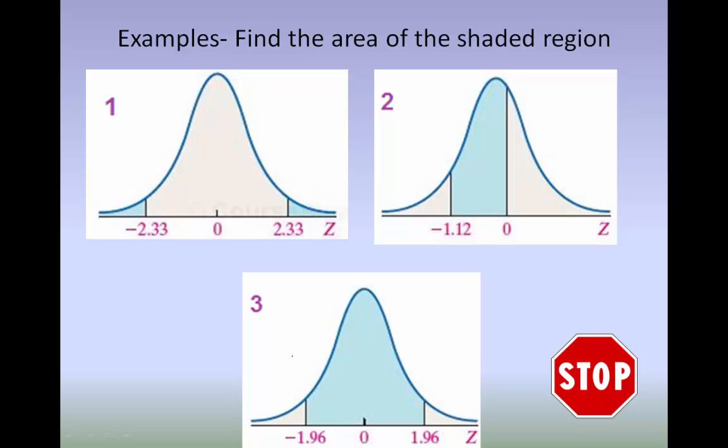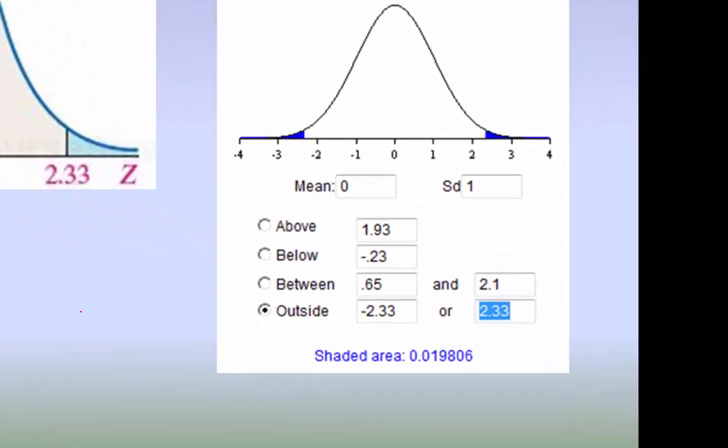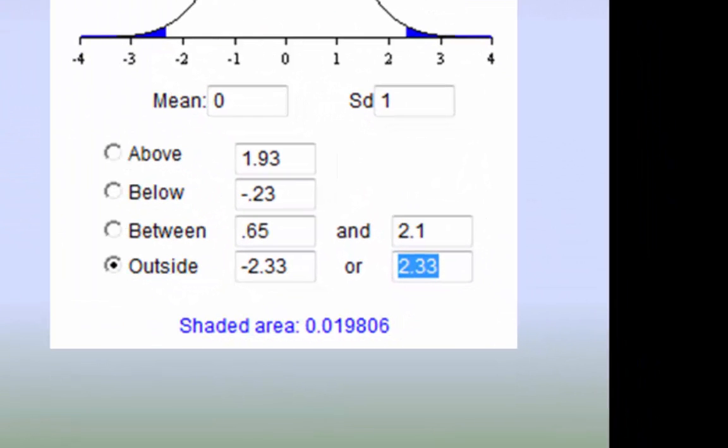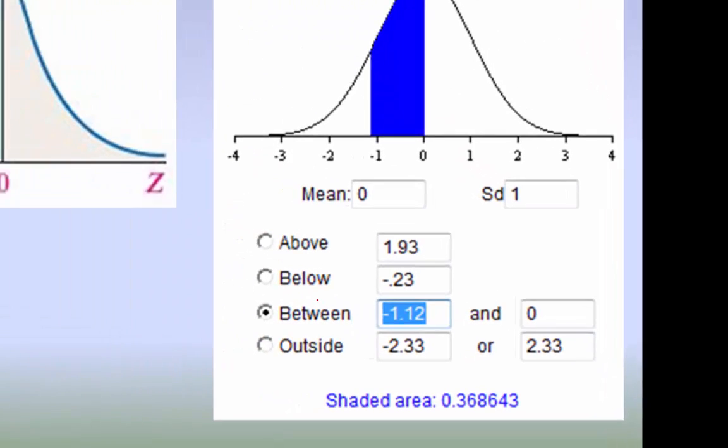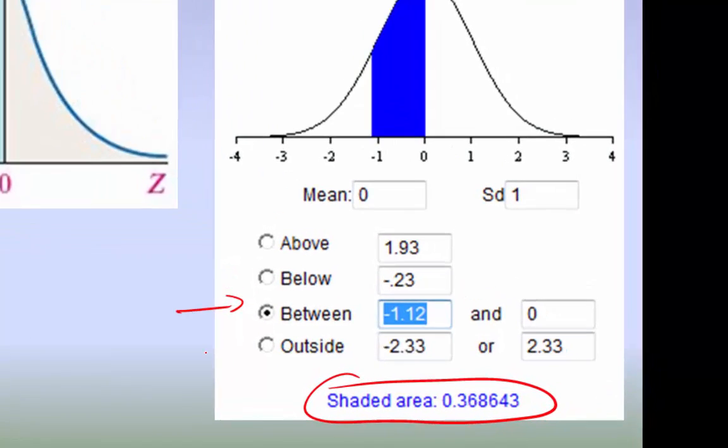Now try these examples. Find the area of the shaded region in the following graphs. Stop the video and work these problems before looking at the answers on the following slides. So here the shaded area would be 0.019806, and we're using area outside our z values instead of between. Here we're using between. You put in your z values and find the area to be 0.368643.